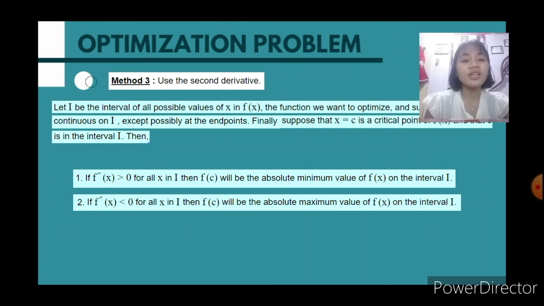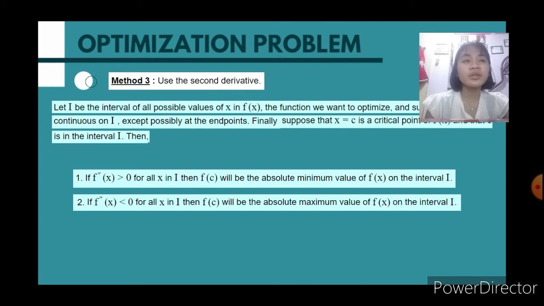And second, if the second derivative of the function f(x) is less than 0 for all x in I, then the function f(c) will be the absolute maximum value of f(x) on the interval I.